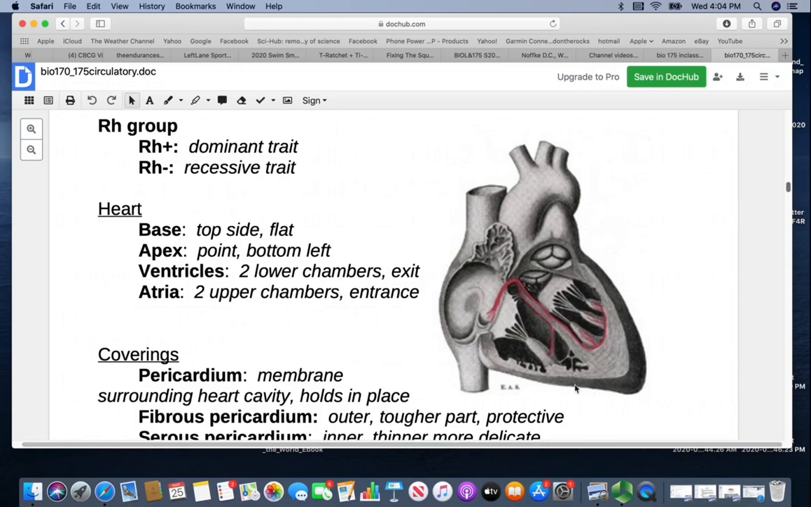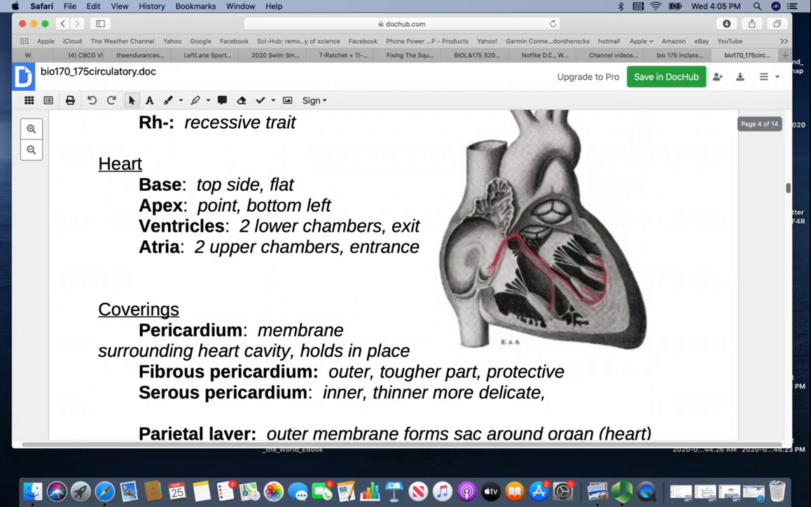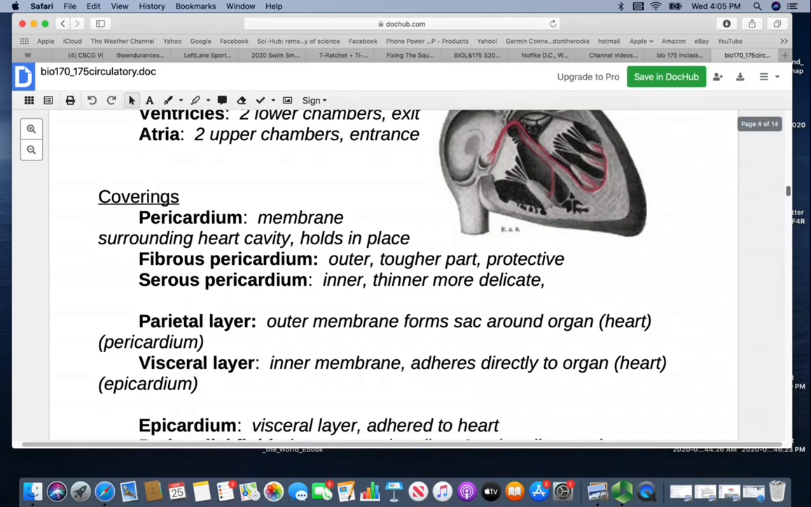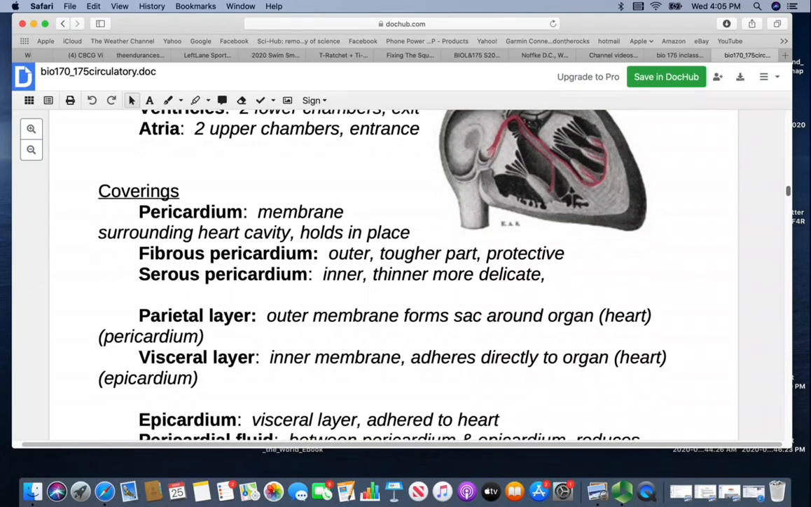So the ventricles are the two lower chambers. Blood is going to exit out these. The atria are the two upper chambers where blood will come in. The heart is going to have a series of membranes covering it. The pericardium is going to be the membrane that surrounds the heart cavity. It helps to hold the heart in place. The outer portion of it is fibrous, so it's a tougher, more protective surface, where the inside is the serous pericardium. It's thinner and more delicate, so it's similar to what we had with the articular capsule in the joint.